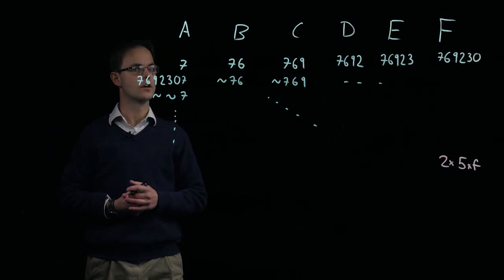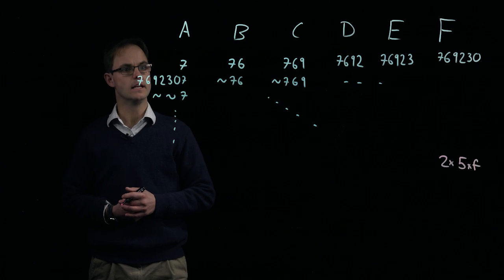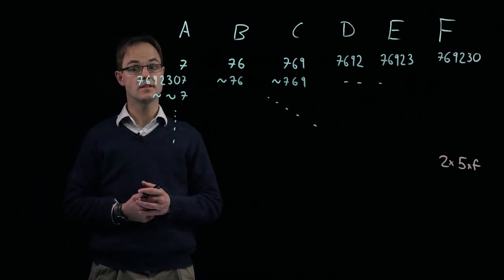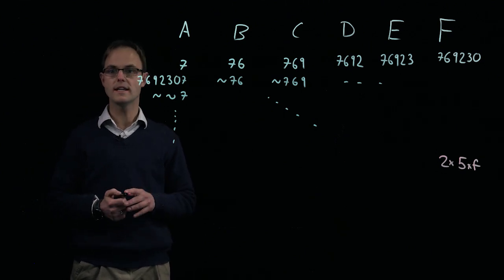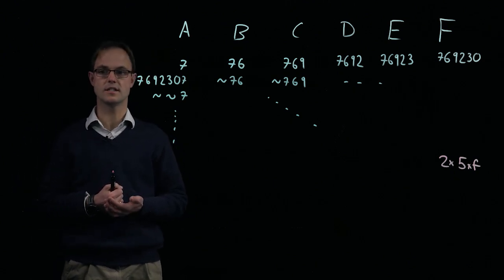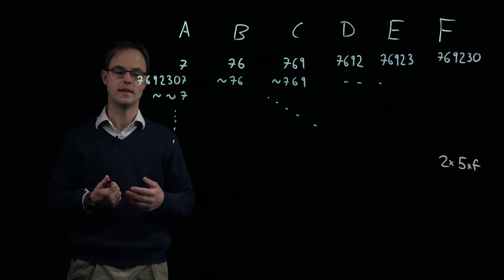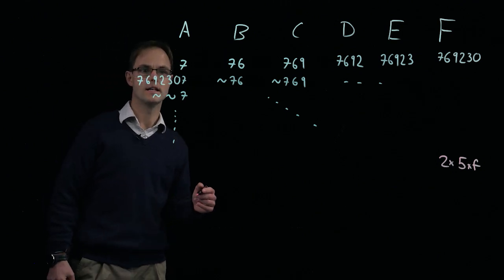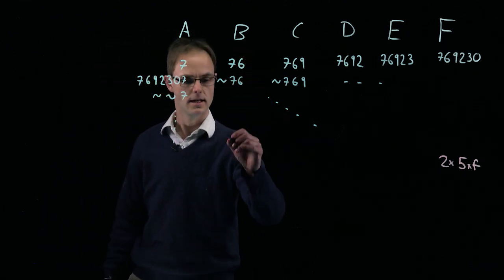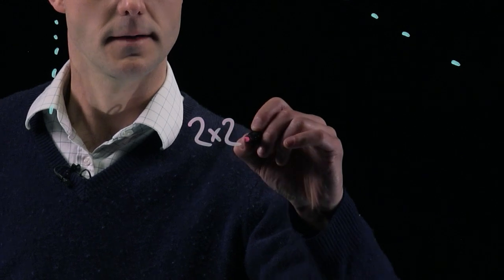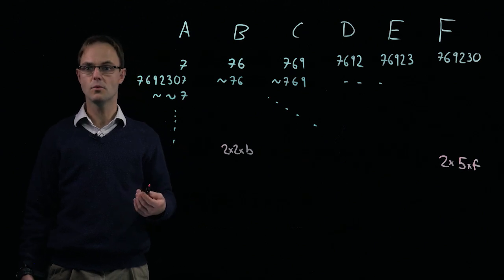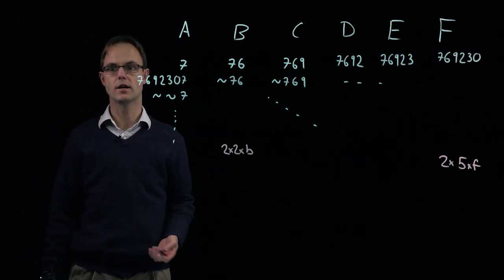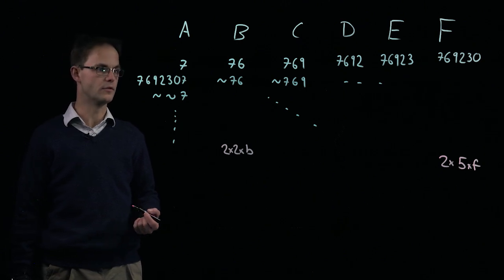Okay, let's look at another column. B looks hopeful. The top number in B is 76, that's divisible by 4. And in fact, to check if an integer is divisible by 4, we only need to look at its last 2 digits. That's because the difference between an integer and its last 2 digits is always a multiple of 100, and therefore a multiple of 4. That means that every entry in column B can be written as 2 times 2 times b for some integer b. And again, clearly that integer b is bigger than 1, so has a prime factor. So every entry in column B has got the 3 prime factors we're looking for.